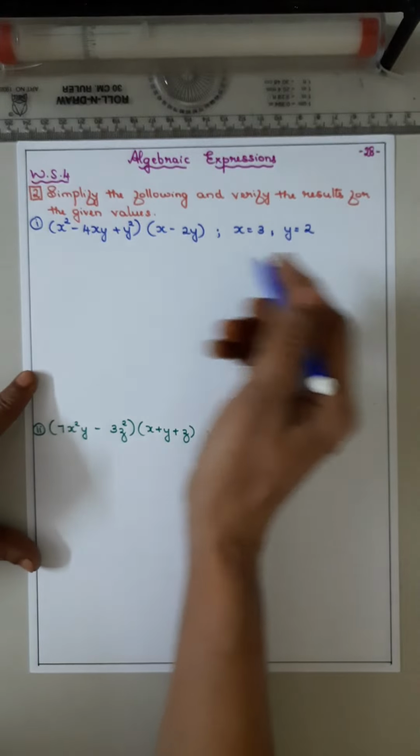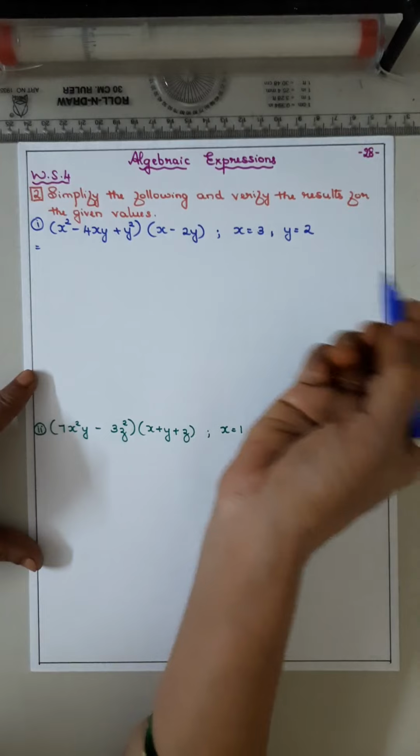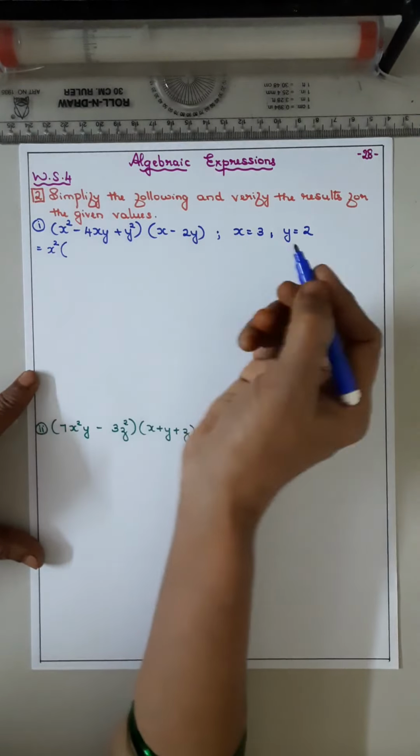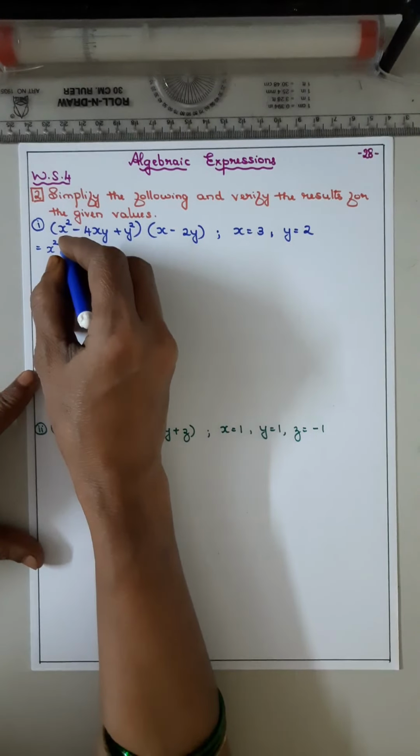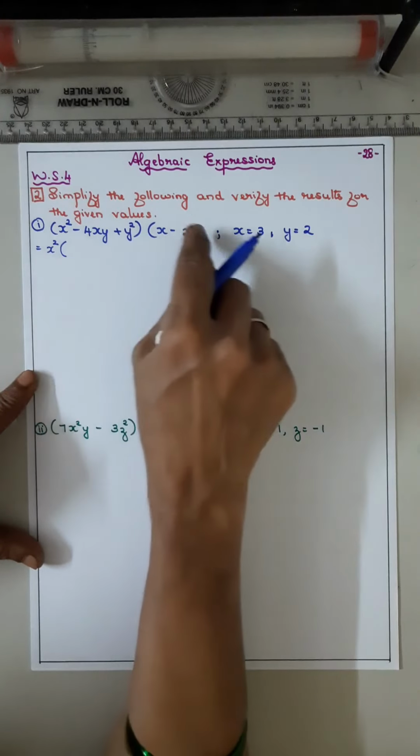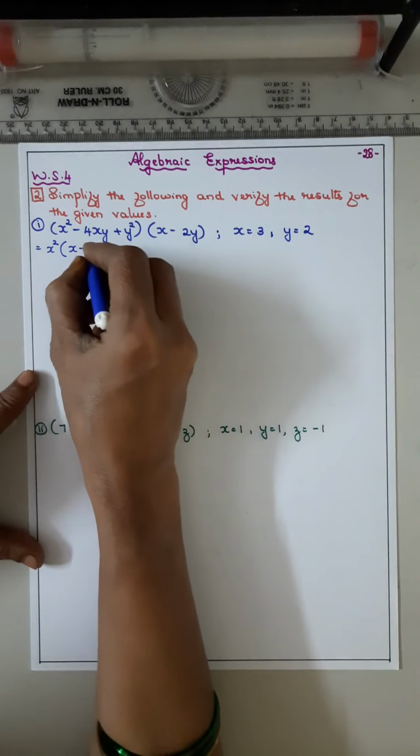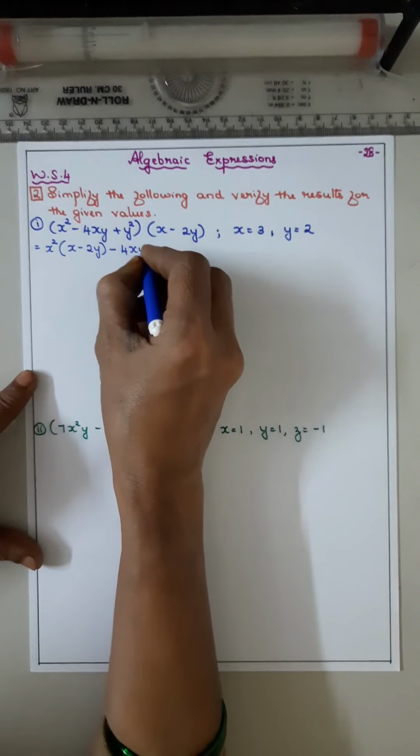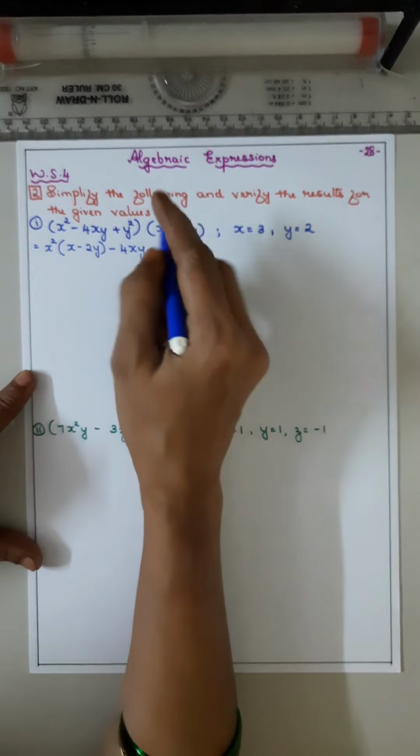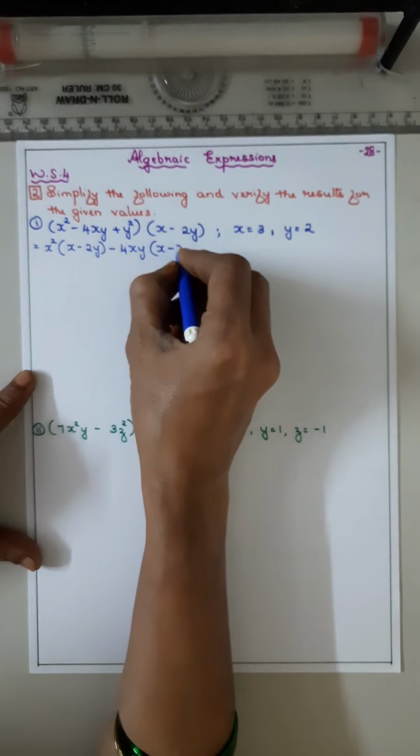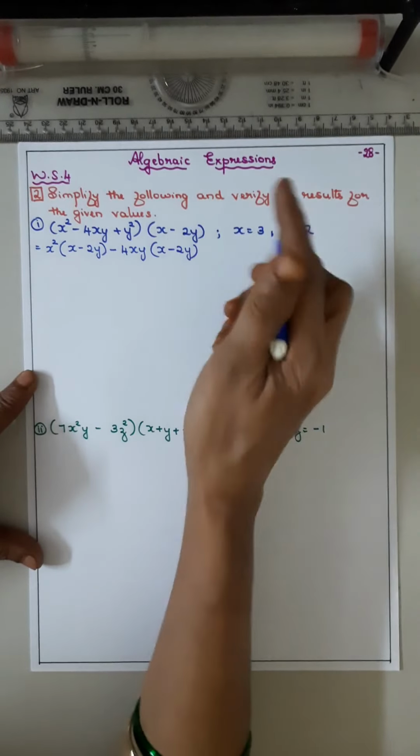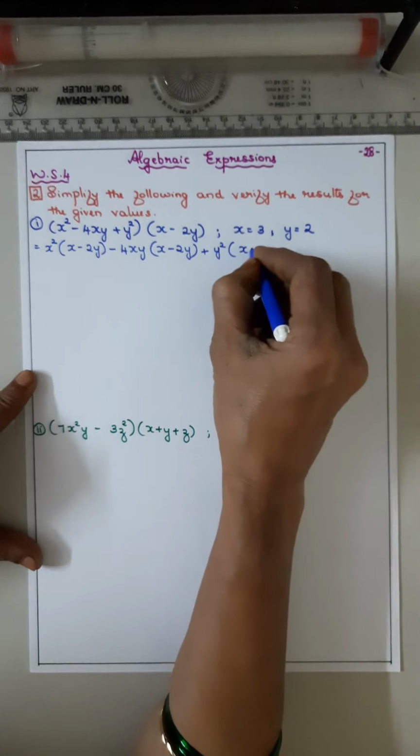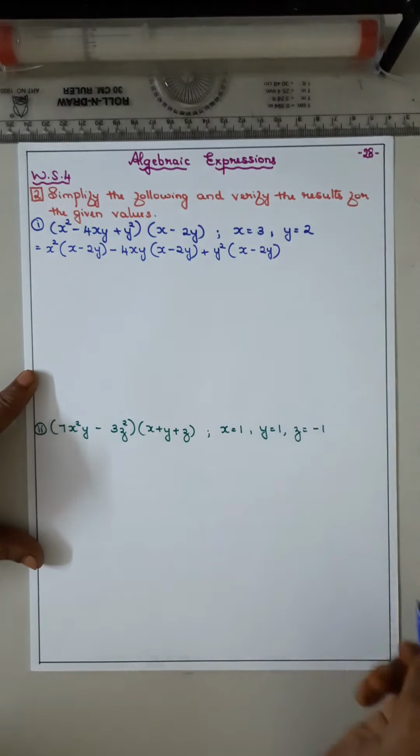Okay, first we will simplify the question. It is written. So first expression, the first term, multiplied into the full x minus 2y. Now minus 4xy, take this and multiply the whole. Now the third term is plus y squared and x minus 2y. Clear?